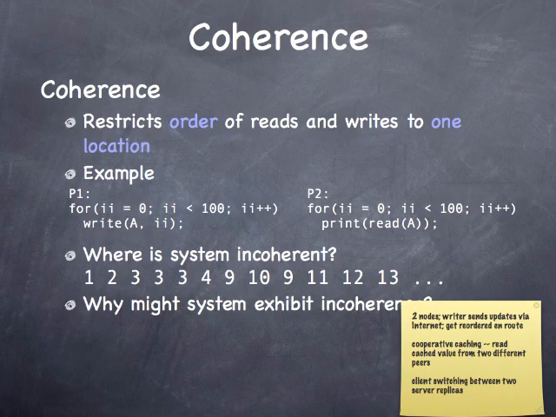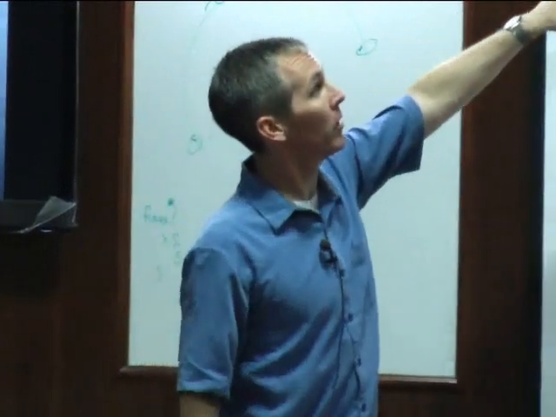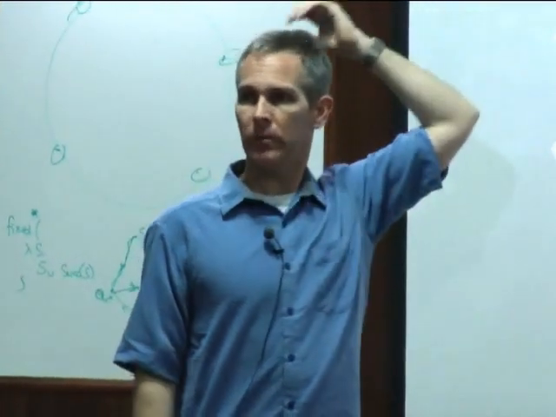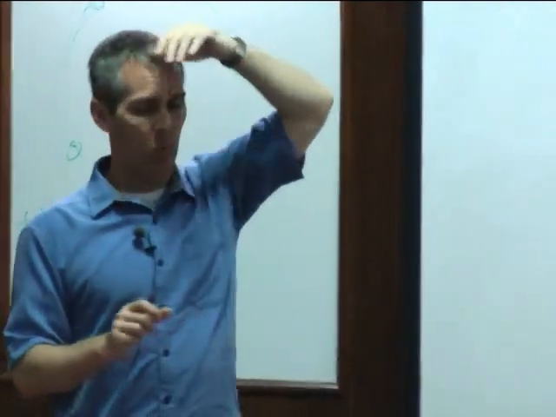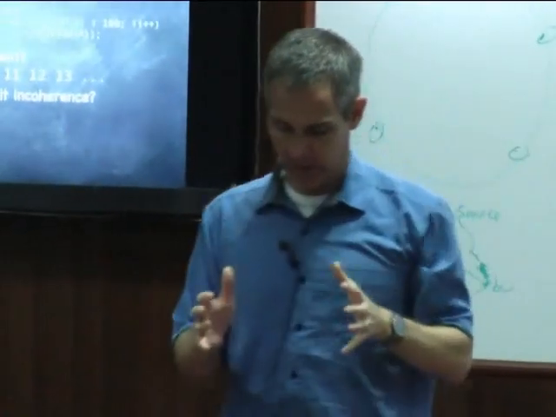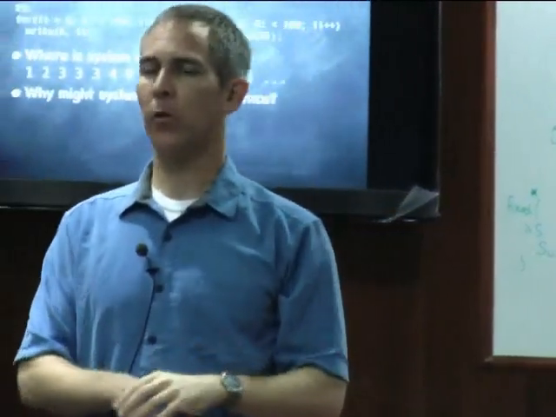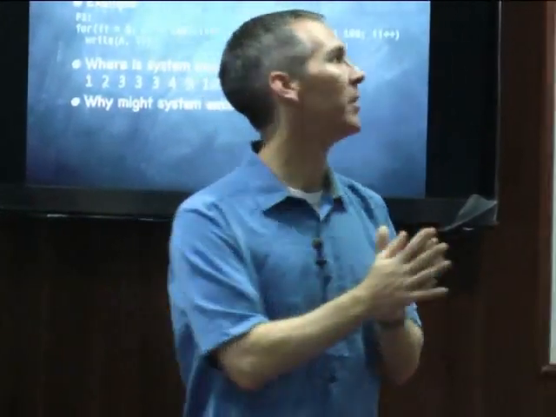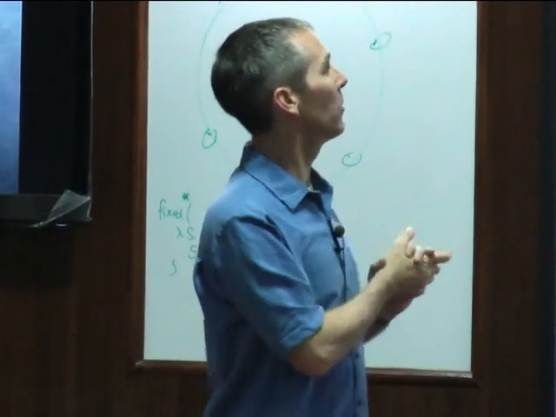So if I look at coherence, coherence is going to restrict the order of reads and writes to one location. Right? So if I look at one memory location, and only look at that one memory location, and I ask the question, is the memory system or this distributed storage system playing tricks on me? Right? And if I can tell that it's not quite right, not quite a centralized system with atomic operations, then we've weakened coherence in some way.